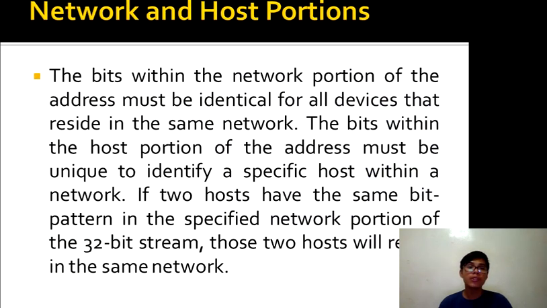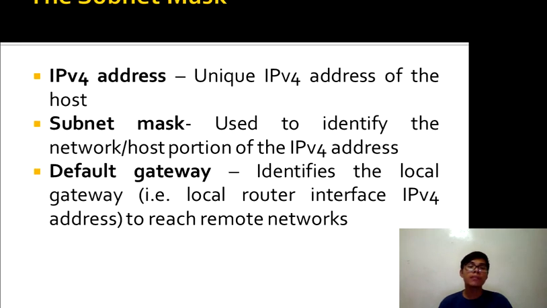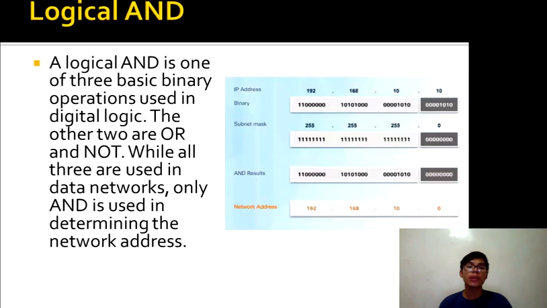Network and host portions. The bits within the network portion of the address must be identical for all devices that reside in the same network. The bits within the host portion of the address must uniquely identify a specific host within a network. The subnet mask, the unique IPv4 address of the host. Subnet mask, used to identify the network and host portions of the IPv4 address. Default gateway, that identifies the local gateway.